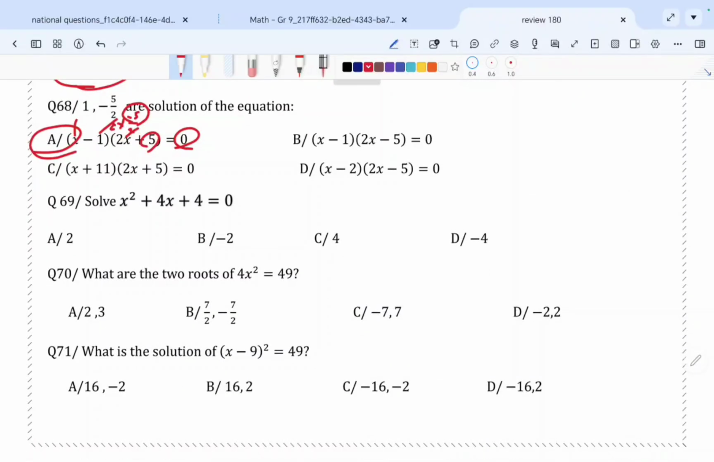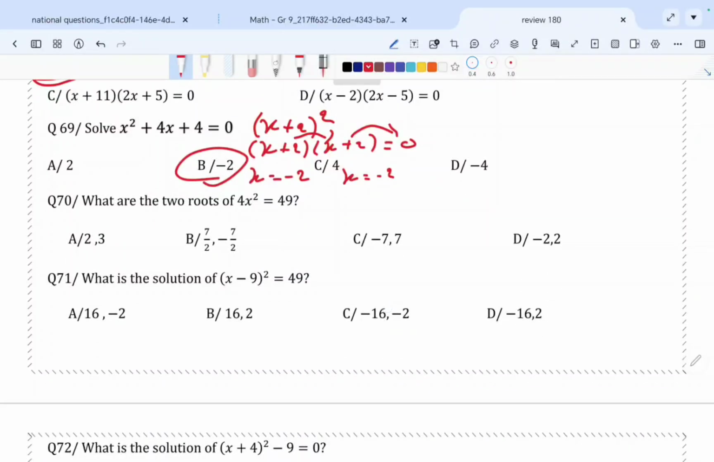We have x power 2 plus 4x plus 4 equals 0. How can we solve it? We will say (x plus 2) power 2, sum of difference, okay? Rewrite this factor twice. x plus 2 equals 0, x plus 2 equals 0. x equals -2, x equals -2. Since both are equal, it has only one solution, it's -2.